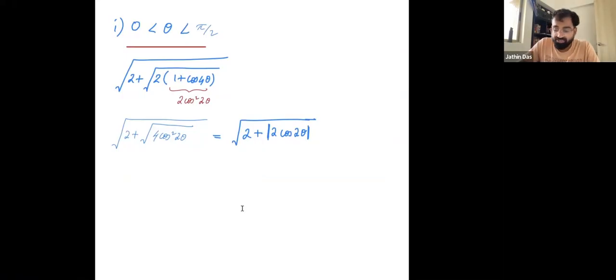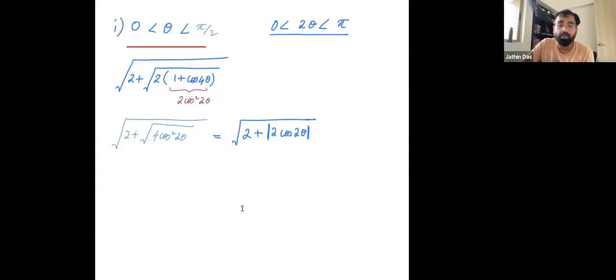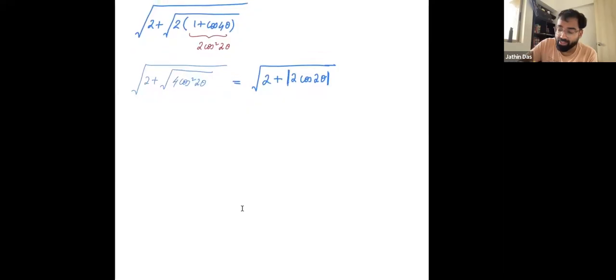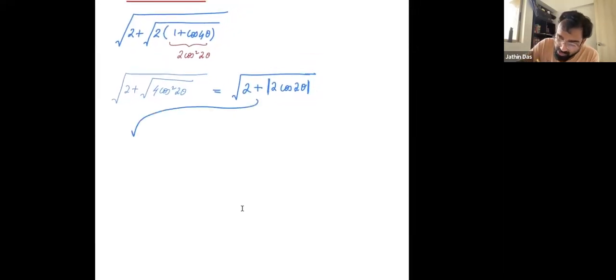Now tell me, if theta is between 0 and 90, then what happens? 2 theta will be between 0 and 180. Now there is a problem, because 0 to 90 causes positive and 90 to 180 causes negative. So this will open in two ways, so this will have 2 cases.